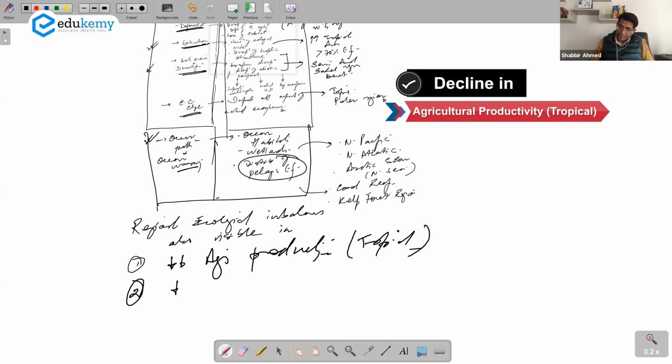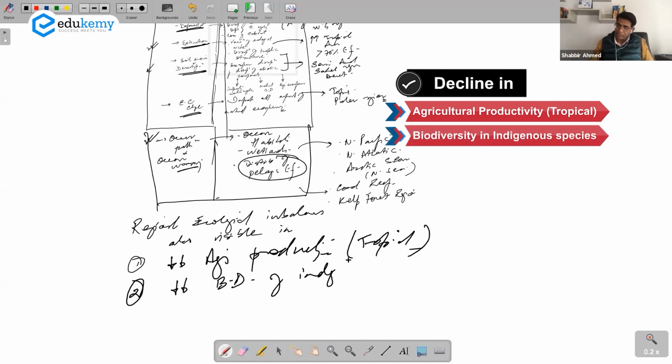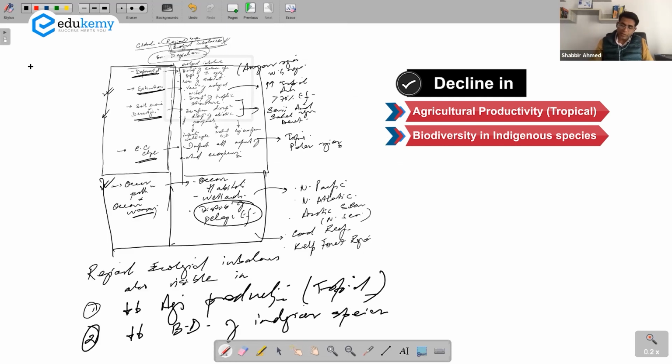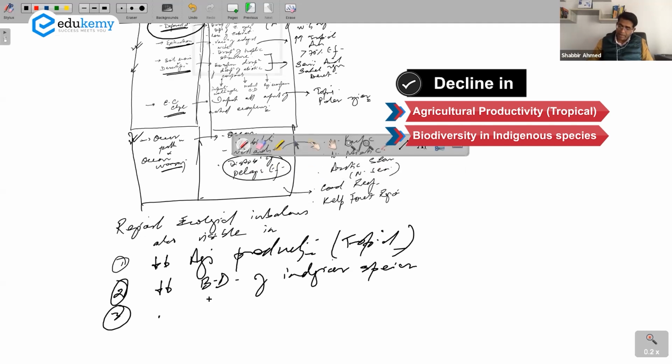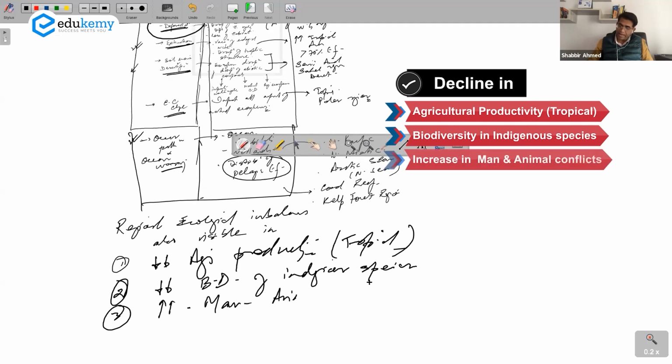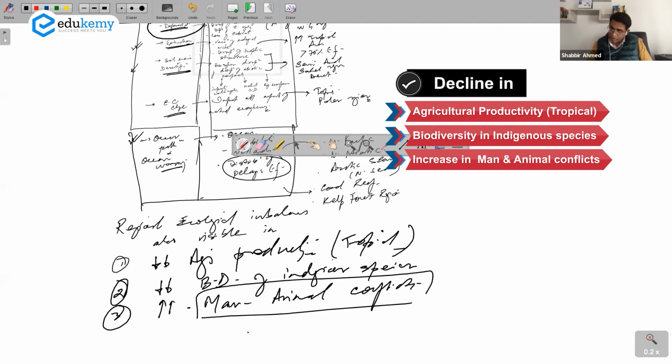It is visible in decline of biodiversity of the indigenous species. Yes, relate this with jhooming. Jab aap deforestation likh rahe ho, you can relate this with jhoom agriculture, shifting agriculture. Go on. The disruptions are also visible in increasing man-animal conflicts. So we find leopards in the villages, tigers in villages. Man-animal conflicts, jo habitat loss ke wajah se hai.